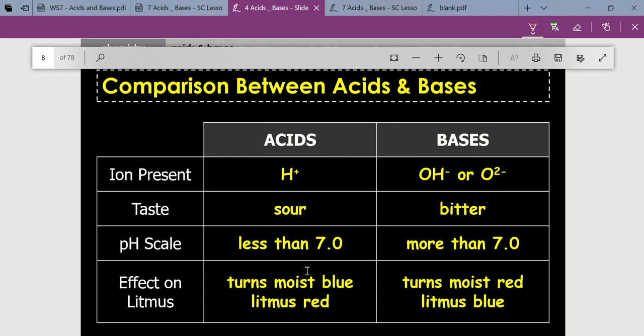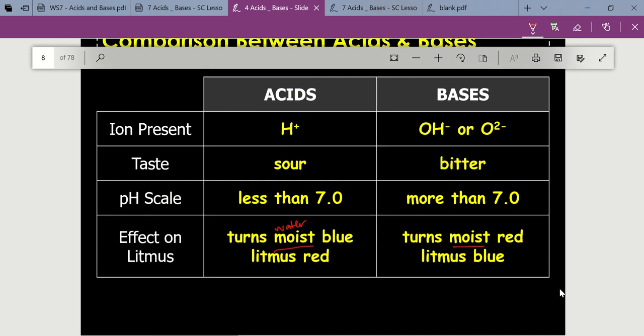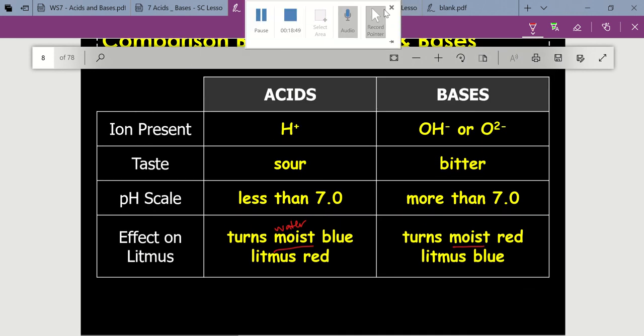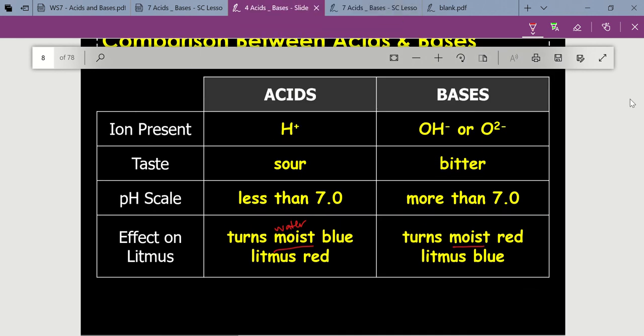Here you see again the importance of the water present. If you recall just now we said under the definition, water must be present for dissociation of hydrogen ions to take place. And over here moist red litmus paper turns blue. So this is the effect of the indicator litmus. This is what we have learned so far for acids and bases.